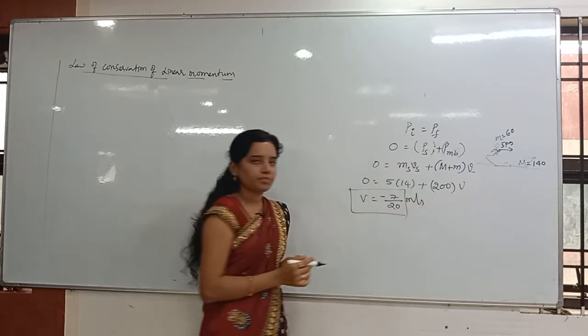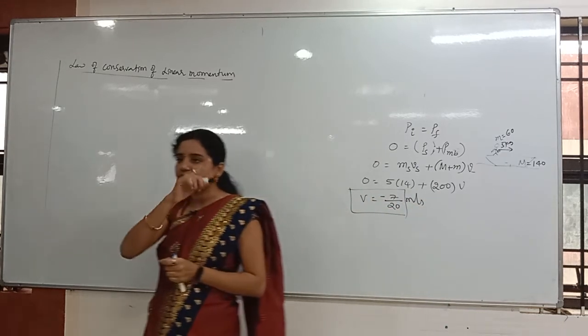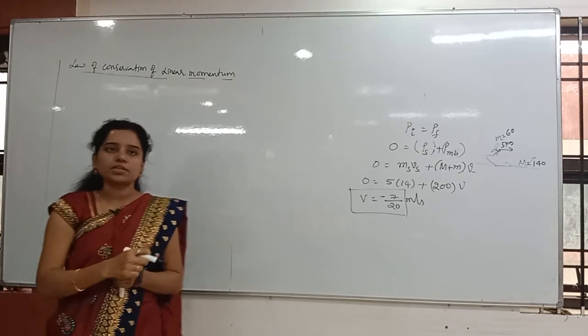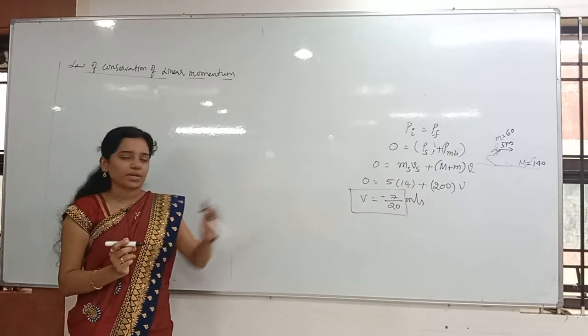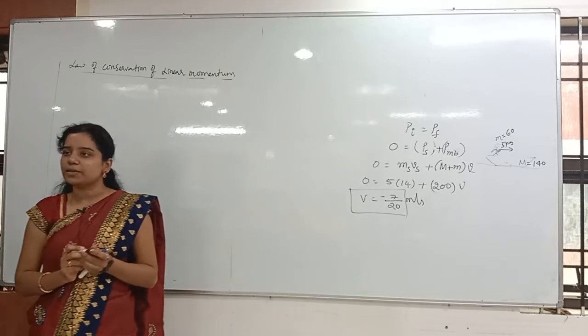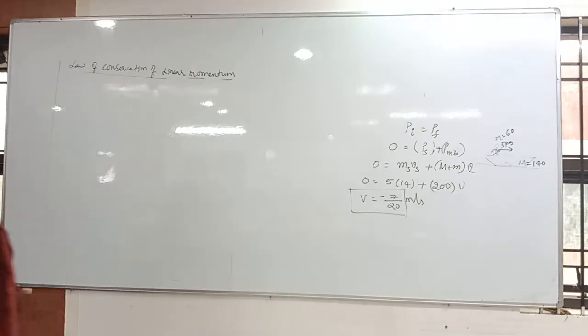Of course, minus here. Why? Because the stone is going forward along the positive x-axis. The boat is moving in which direction? Along the negative x-axis. So only here we got minus. Understand it clearly? Yes.